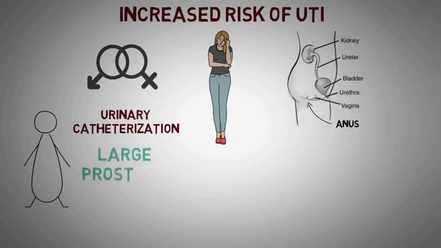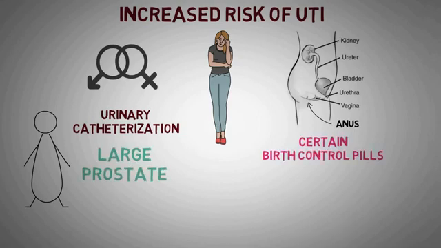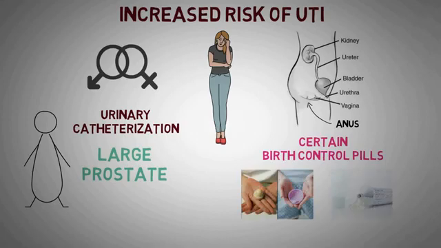It can also occur in people with a large prostate, people using certain contraceptive methods like diaphragms for birth control, and women who are using spermicidal agents. After menopause, a decline in circulating estrogen causes changes in the urinary tract that can make you more vulnerable to infections.